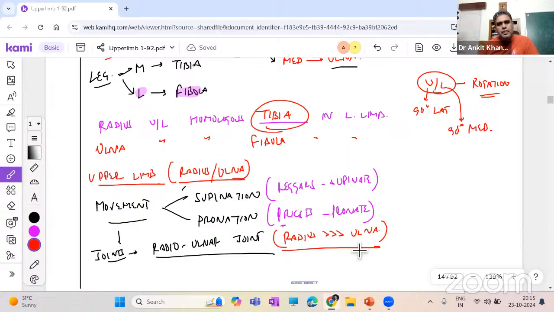Understand this part. In a nutshell, there are two bones in the forearm. Lateral is the radius, medial is the ulna, and they are homologous to the respective bones in the lower limb.